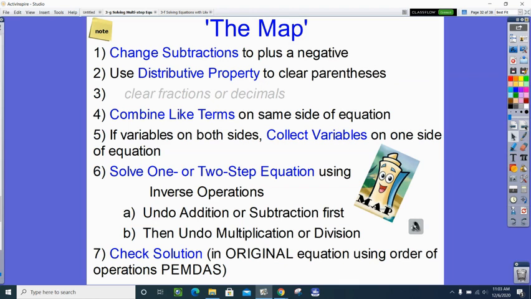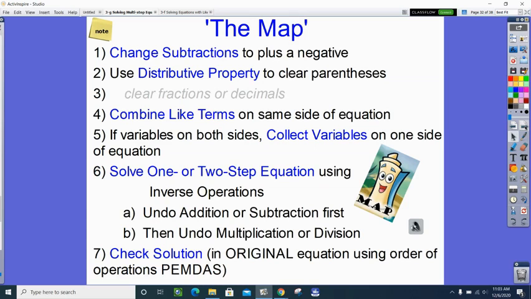The second thing is you're looking for parentheses, and to clear them, you're going to use the distributive property as we've talked about. Now, the third step here I've kind of phased out because we did not do it this year. To clear fractions or decimals, we did not talk about that, and don't feel at a loss, because you will talk about that in Algebra 1 next year.